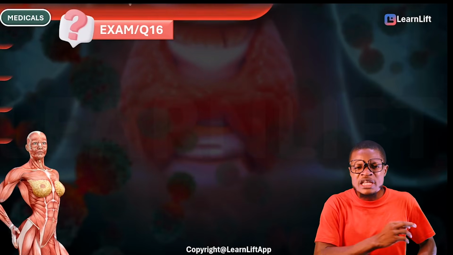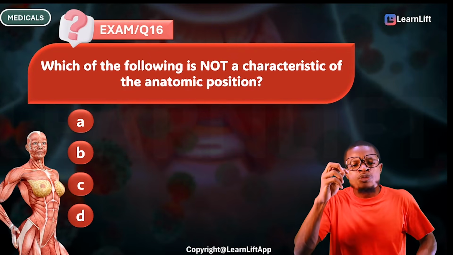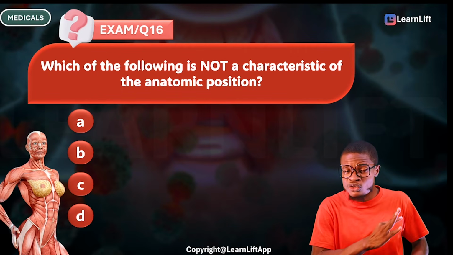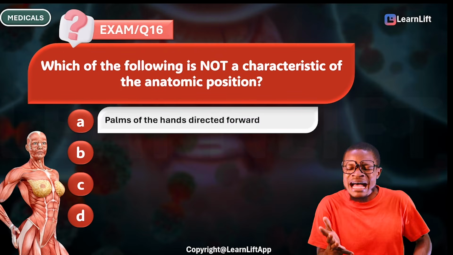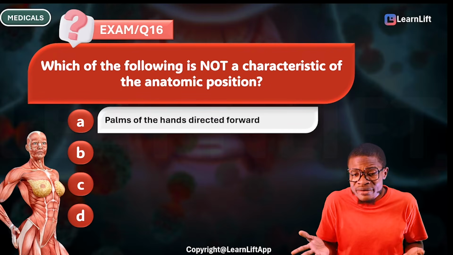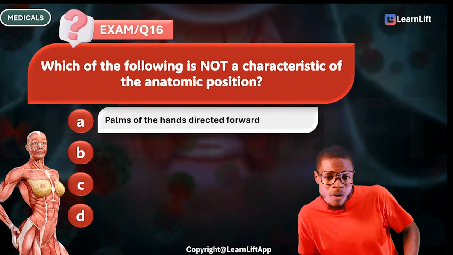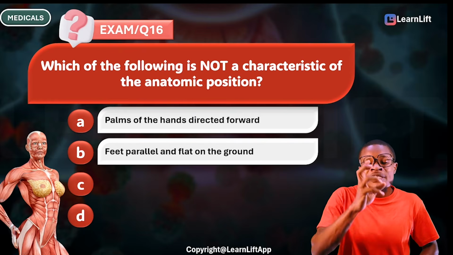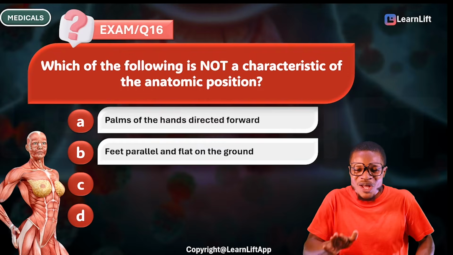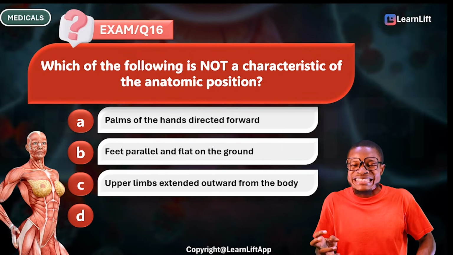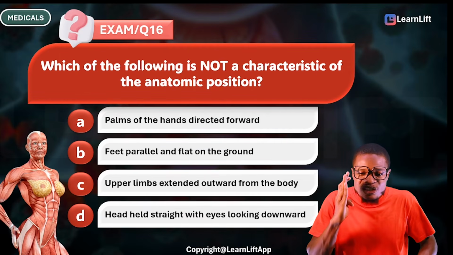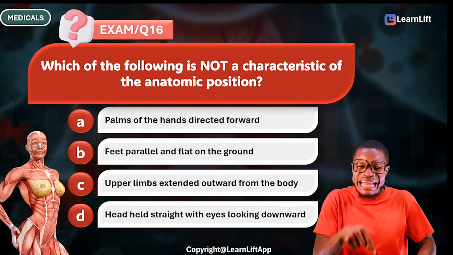In question 16, we're given this beautiful, bright, lovely question. Which of the following is not a characteristic of anatomical position? Anatomical position, which one does not follow here? Option A says palms of the hands are directed forwards. Of course, you should know these things. In anatomical position, palm of the hands, are they directed forward? Option B says feet parallel and flat on the ground. Option C says upper limb extend outwards from the body, and option D says head held straight with eyes looking downwards.